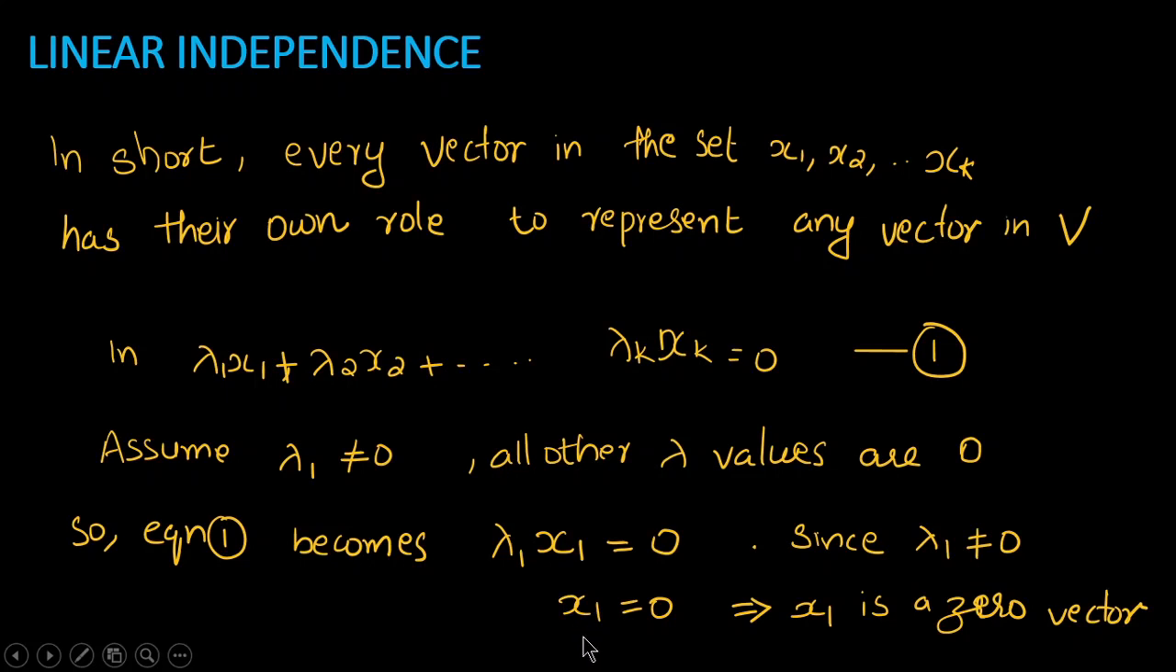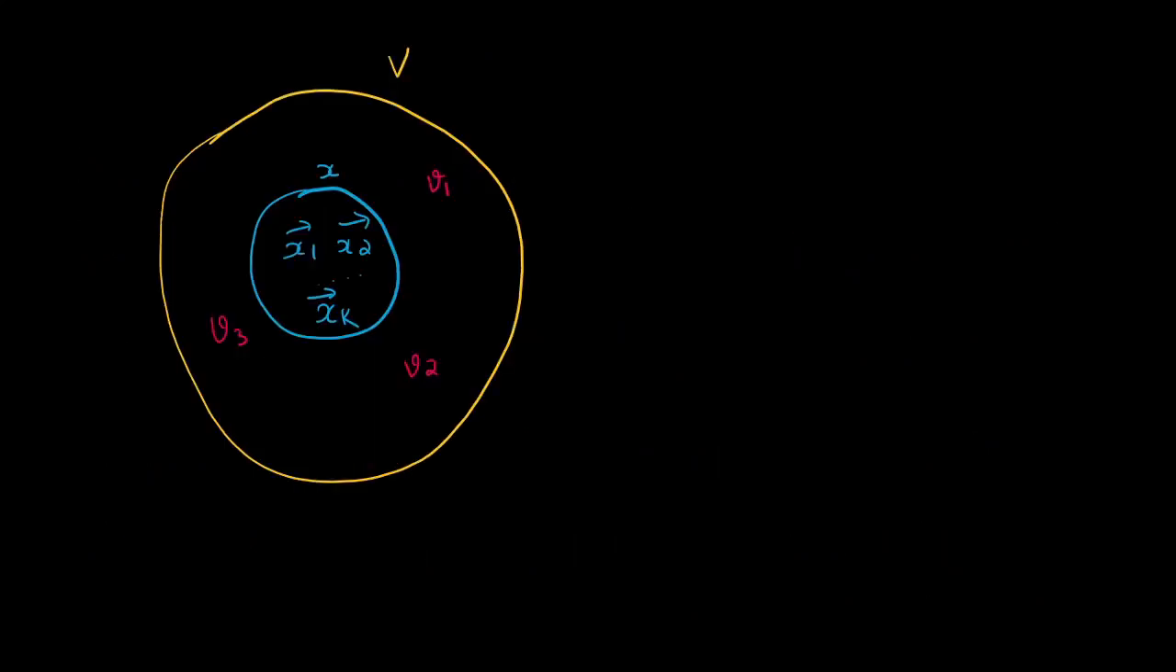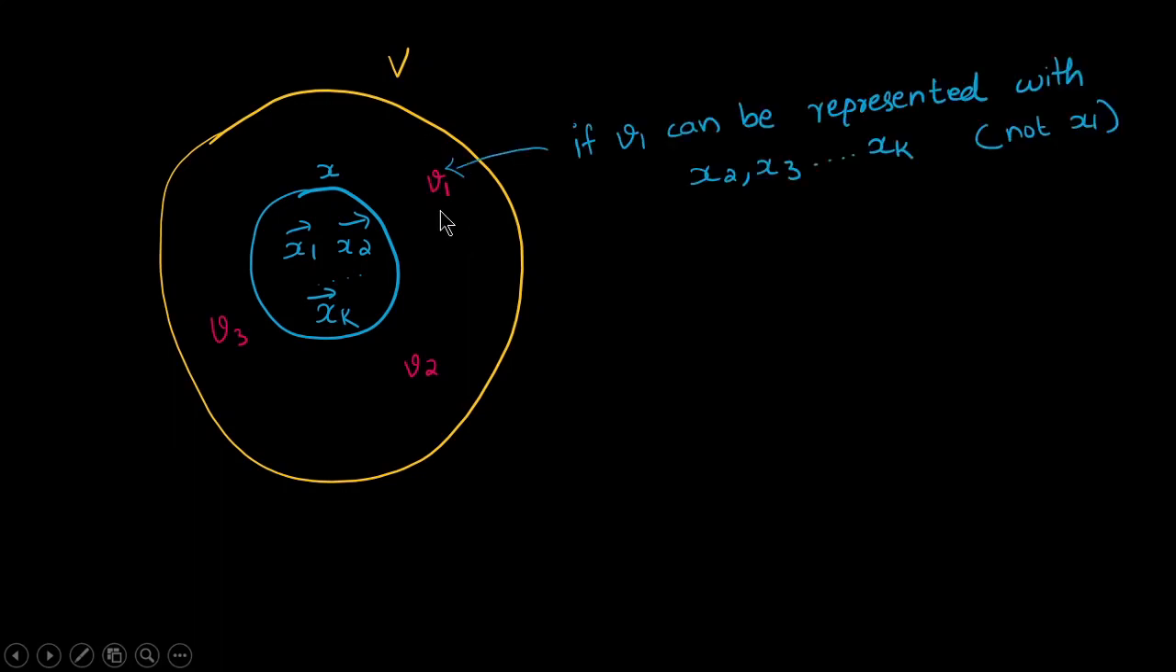So a 0 vector cannot contribute in addition or scalar multiplication. So without x1, I can represent any vector in V. So x1 has no role in deciding a vector or representing a vector. I can graphically represent it like this. Suppose vector v1 can be represented with x2, x3, etc., xk and not x1. I don't want x1 to represent the vector v1. x1 has no role in representing v1.